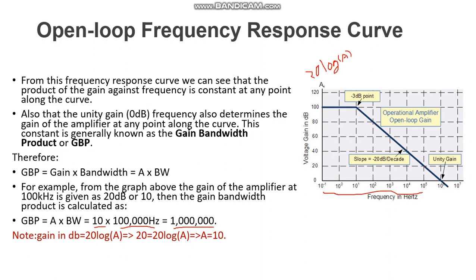Even if you take this point, what is the bandwidth here? 100. Gain is what? 20 log A equal to 80. A equal to, you will get some figure. That value into this 100 will give us the same 10⁶ value. So throughout this curve, the gain bandwidth product is the same. Understand?